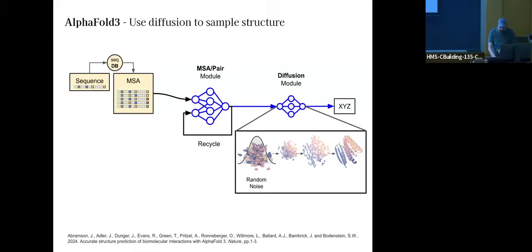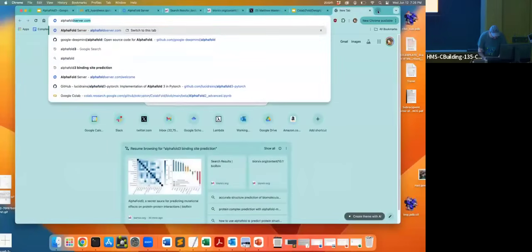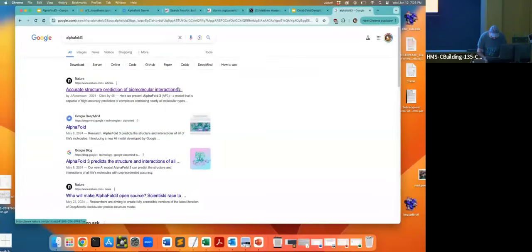Well, that's a great question. One thing that's kind of interesting about AlphaFold3, I guess, since we're doing journal club, let's load up the paper.